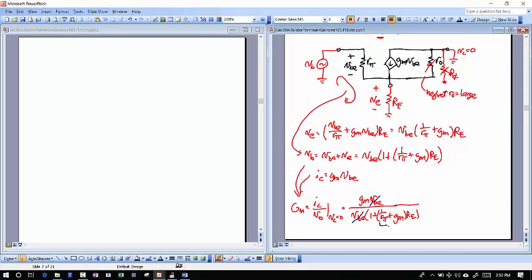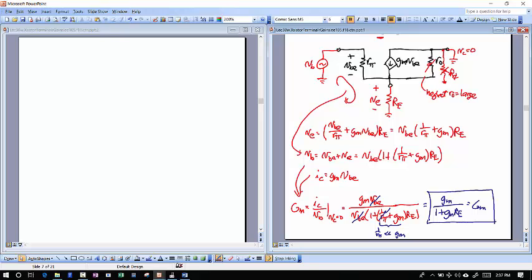In this thing here, R pi is equal to beta over GM, right? So 1 over R pi is GM over beta, which means 1 over R pi is much less than GM. So I can neglect this 1 over R pi versus all of that, and in the end I end up with capital GM being equal to little gm over 1 plus little gm times RE, and that then is my equation for capital GM.